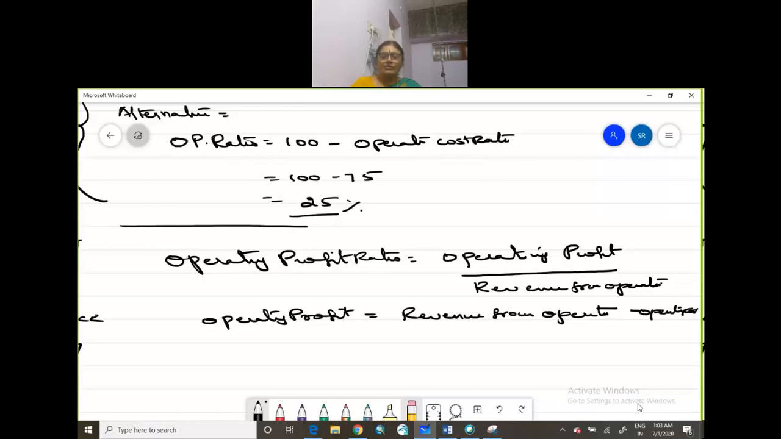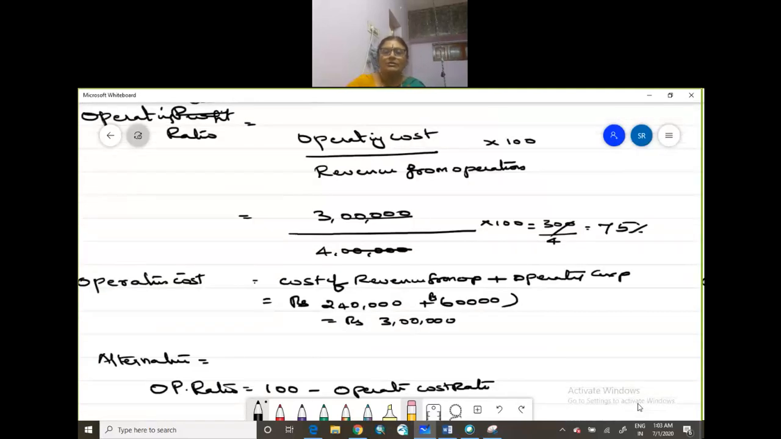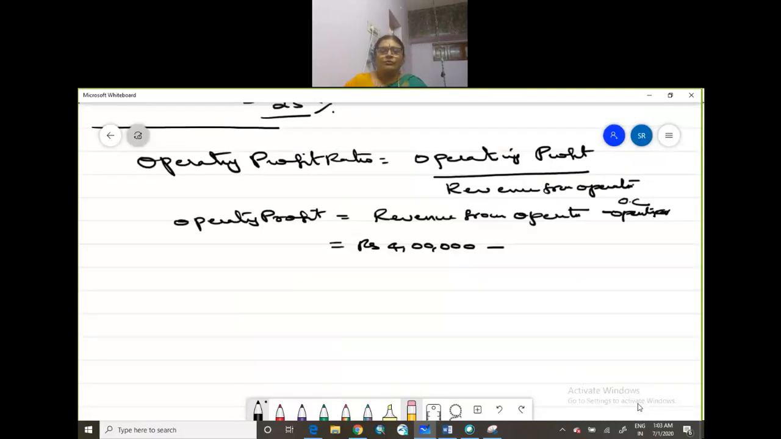Revenue from operations we already know is 4 lakhs. What is your operating cost? Previously we calculated our operating cost as 3 lakhs. So 4 lakhs minus 3 lakhs gives you rupees 1 lakh. 1 lakh is your operating profit.